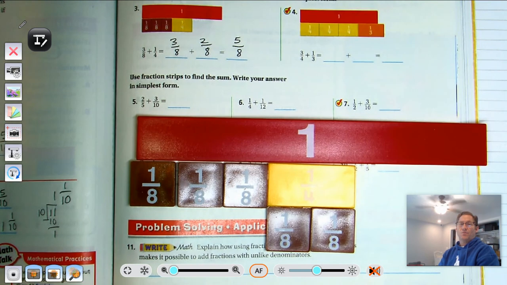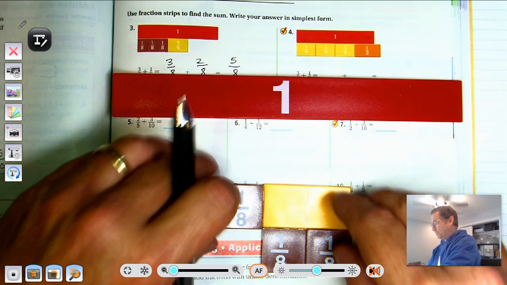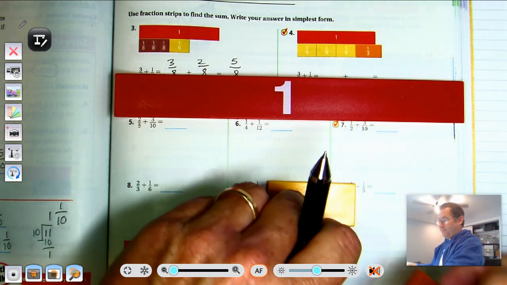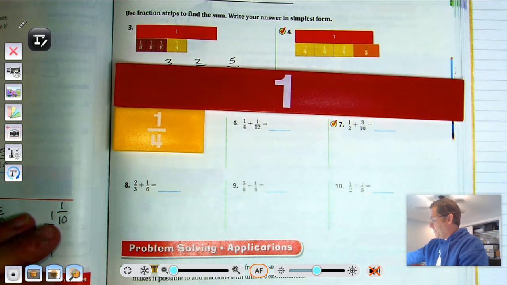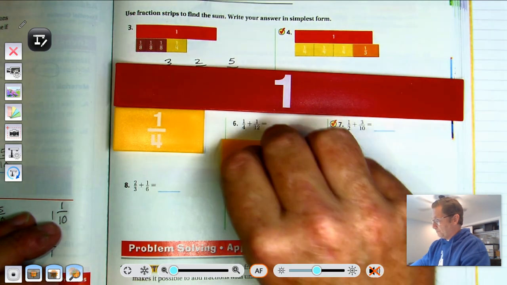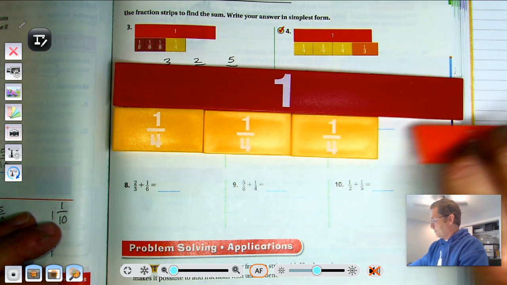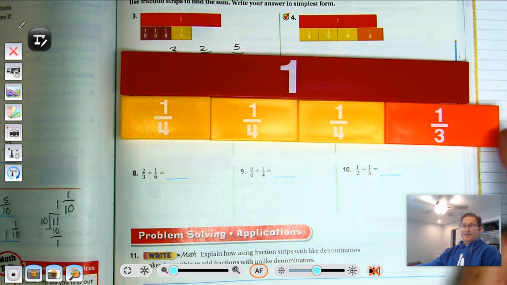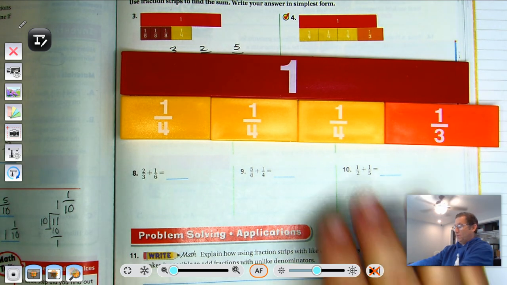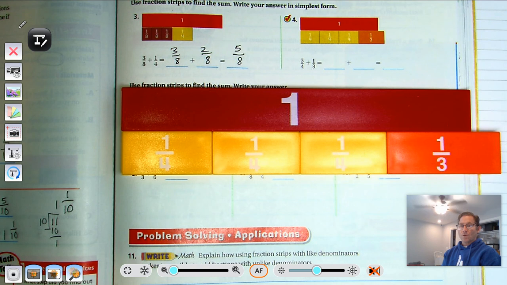All right, number 4, 3/4 plus 1/3. Well, I noticed that that one is greater than 1/2. So when we put those together, it extends past 1/2. So our fraction for number 4 will be, our sum will be greater than 1/2.